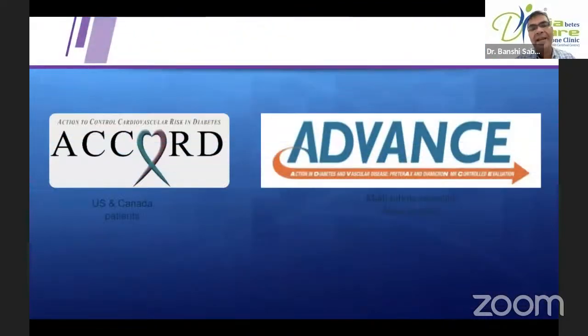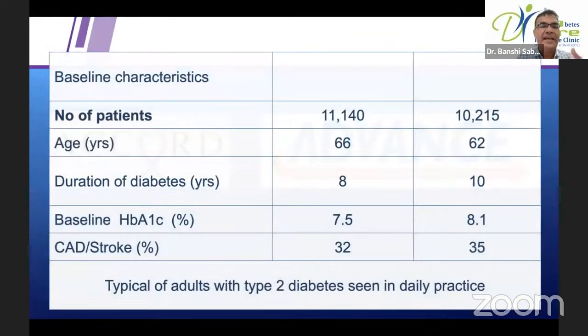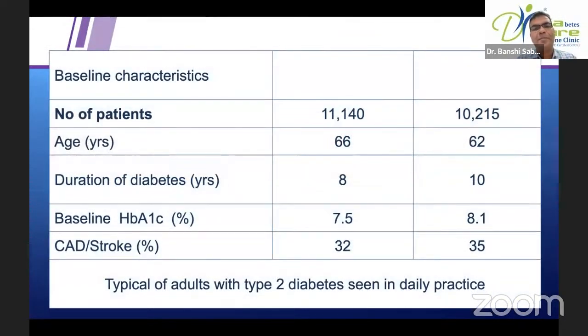sudden cardiac death also. ACCORD and ADVANCE. These are two very important trials, from the US and Canada. ACCORD was a trial where they tried to achieve tight glycemic control, in patients with 10 to 15 years of diabetes. ADVANCE was from all over the world, where they also wanted tight glycemic control, but more with gliclazide. Here in ACCORD, with any drugs, and almost a similar number of patients, with baseline HbA1c between 7.5 to 8.1, they wanted very tight glycemic control.